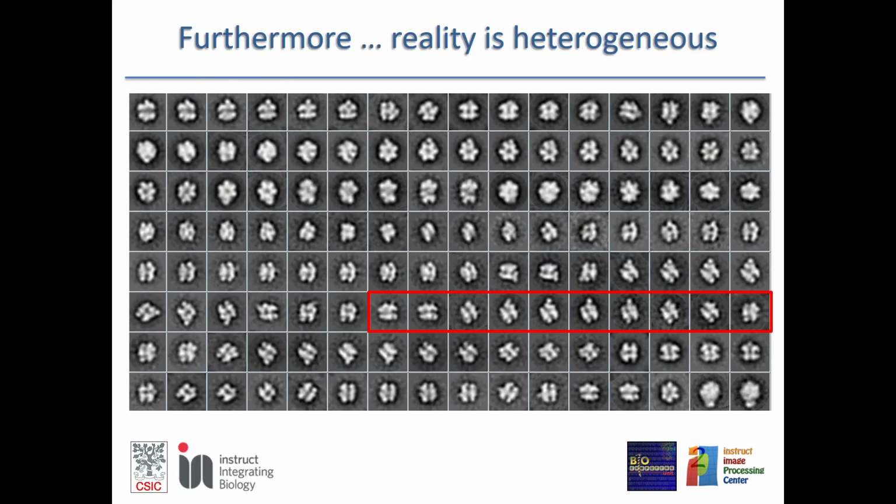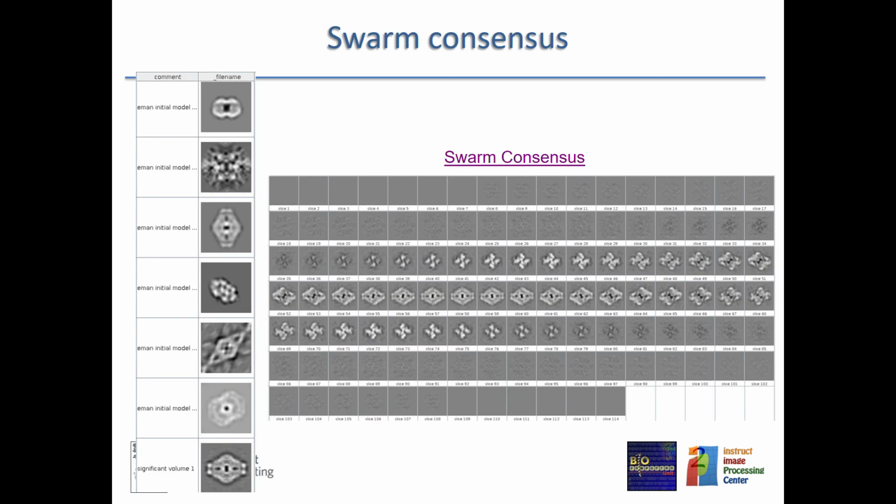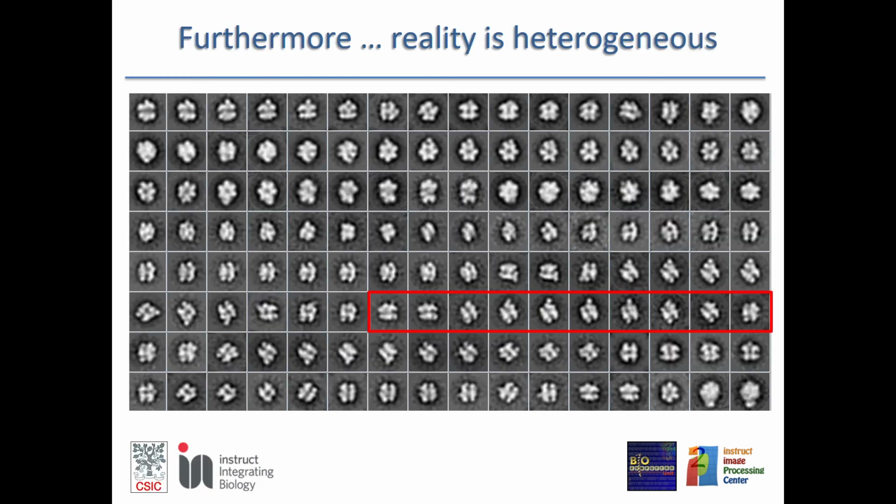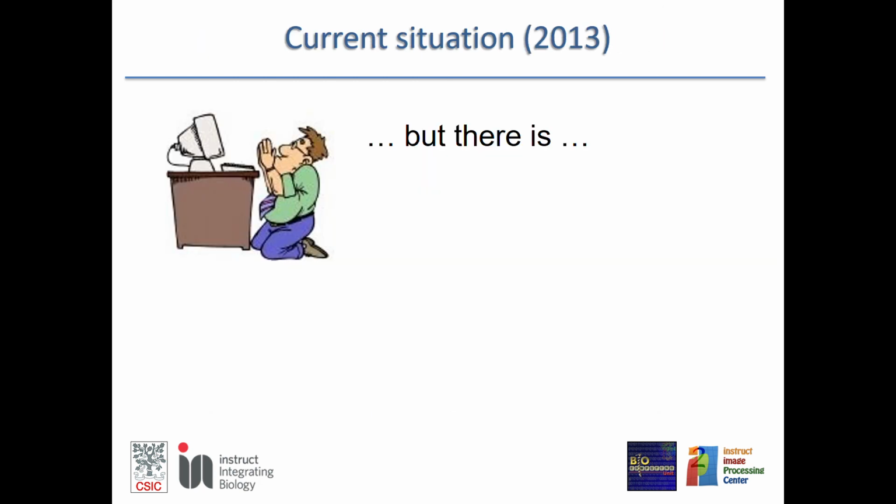Okay, reality. All these algorithms that we have been talking about assume that there is a single structure that is compatible with the images, but reality is heterogeneous. And I would say the initial volume problem in a heterogeneous setup is still an open question. There have been some suggestions like CryoSPARC, but it doesn't mean that it always works in all situations.